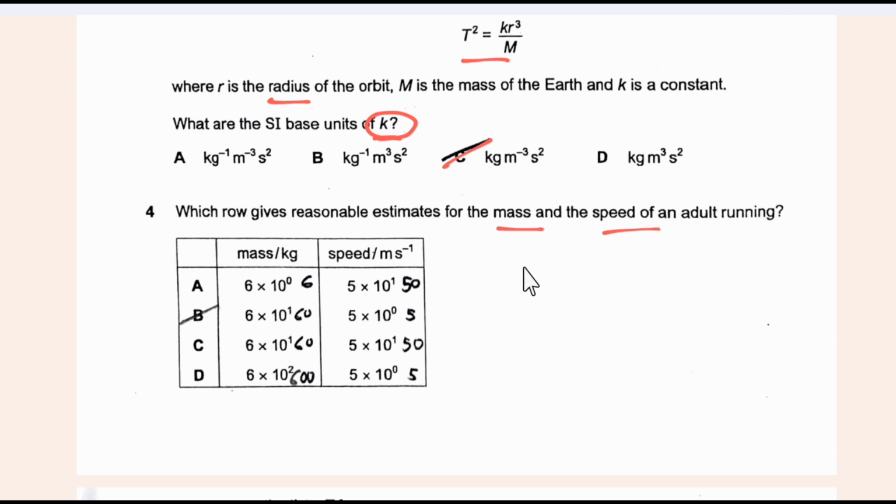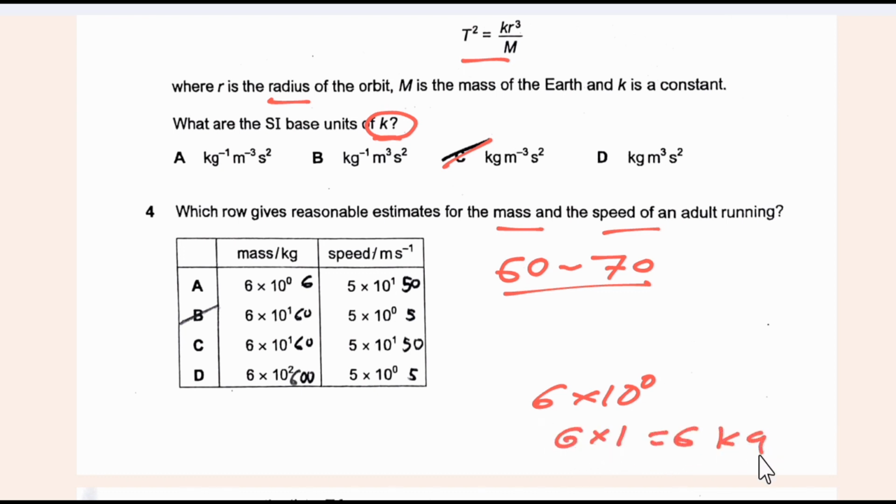In question number 4, which row gives a reasonable estimate for mass and speed of an adult running? So mass would be around 60 to 70, that is the average mass. It could be 6 into 10 to the power 1, but it cannot be 6 into 10 to the power 0, because 6 into 10 to the power 0 means 6 into 1, that is 6. So the mass cannot be 6 kg.